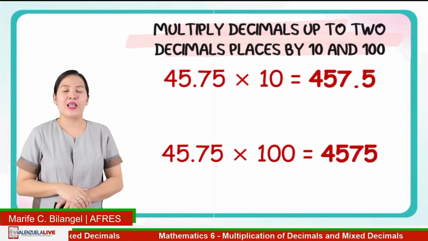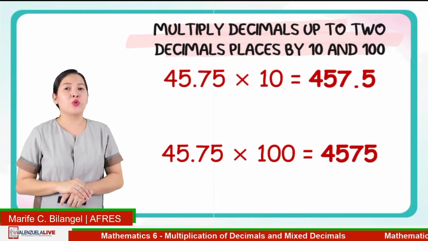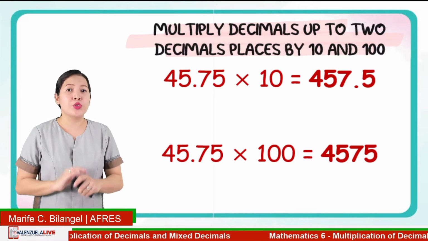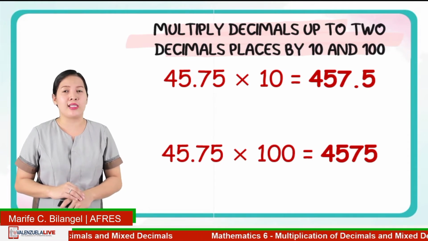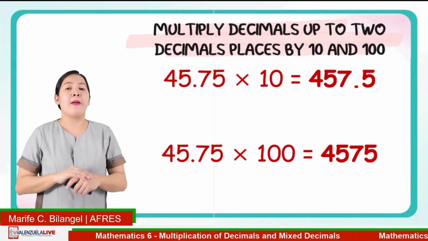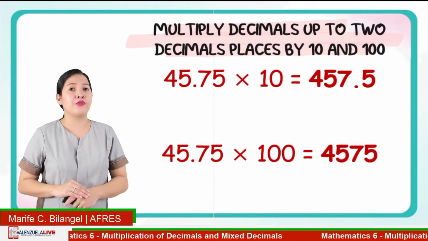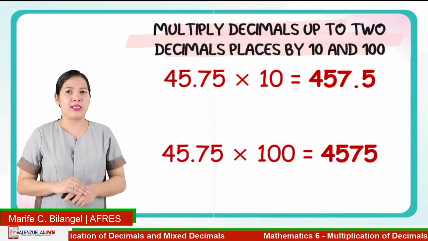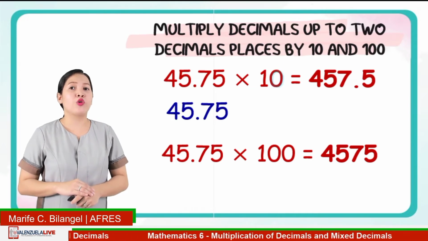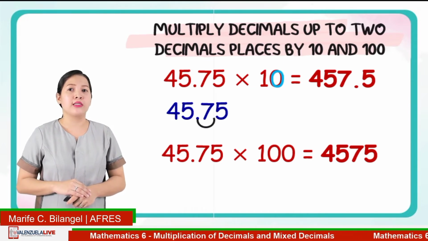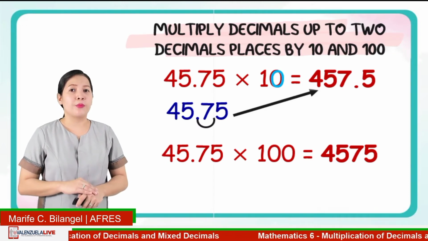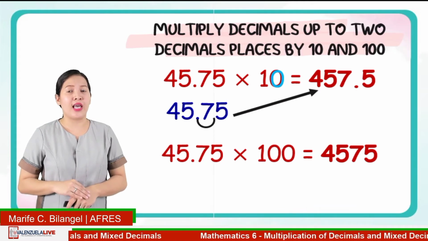Very good. Now, let's multiply decimals up to two decimal places by 10 and 100. Try to observe the pattern in these given examples. 45 and 75 hundredths multiplied by 10 is equal to 457 and 5/10. Since 10 has one zero, we just have to move the decimal point one place to the right. So the product is 457 and 5/10.